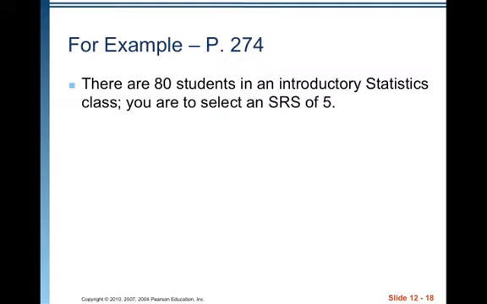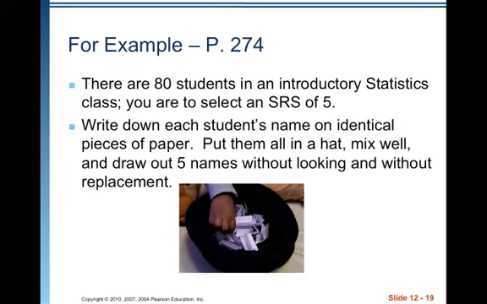Okay, so for example, page 274. There are 80 students in an introductory statistics class. You are to select an SRS of 5. Well, one thing you could do is write down each student's name on identical pieces of paper, put them all in a hat, mix well, and draw out 5 names without looking and without replacement.